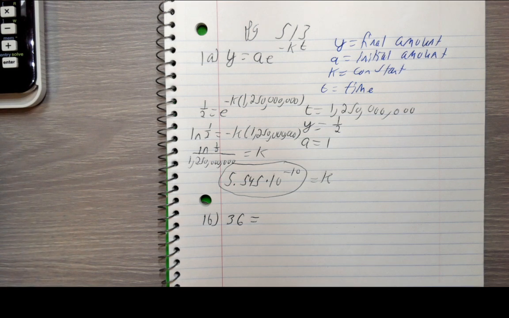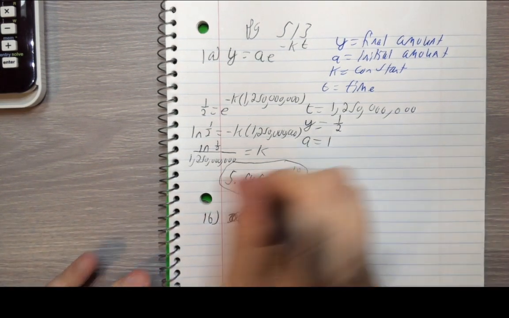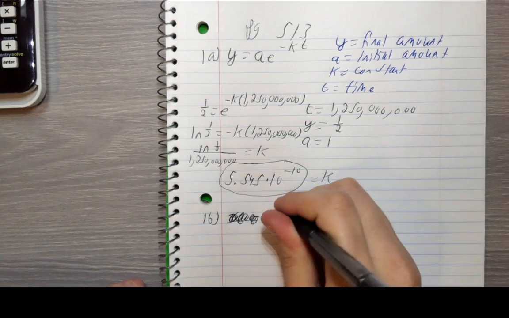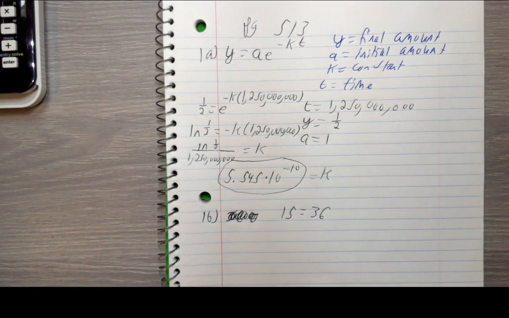Oh, okay, I apologize, guys. Let me rewind. Don't write that. We currently have 36. We eventually are going to have 15. So my final amount is actually 15. My initial value today is 36. So Y is 15. Initial amount is 36.